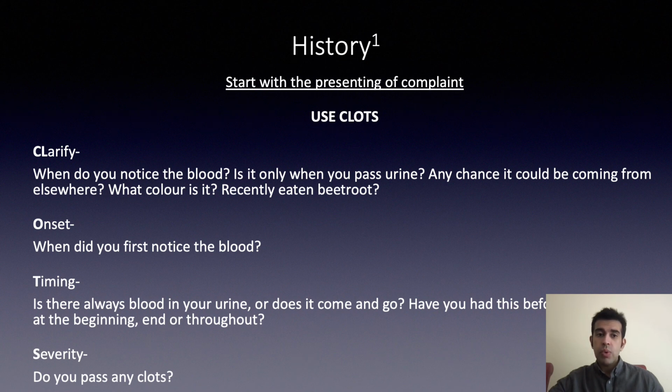Then I like to ask them, when did it typically start? Then have a look at the timing itself and say, is there always blood in the urine? Does it come and go? Have you had this before? Or does it only appear at the beginning, end, or throughout? It's important to get the timing down because then you can localize according to the urinary tract where exactly the patient might actually be bleeding from. And this will actually influence your management and how you go further with him.